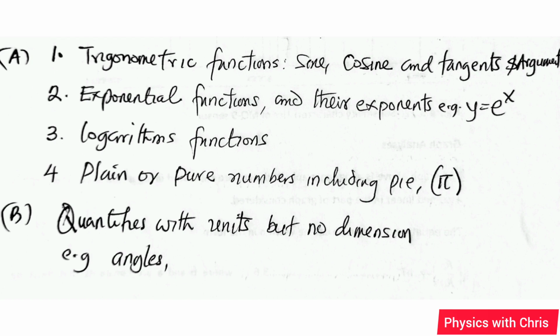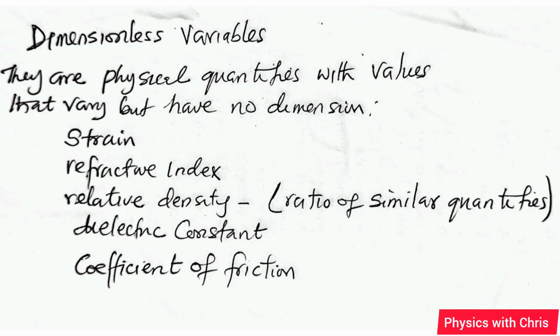Dimensionless quantities have units but no dimension. An example is angles. We can measure angle in degrees, in radians, in gradians. So angles have units, but they have no dimensions. Then we have the dimensionless variables. They are physical quantities with values that may vary, but these ones have no dimensions. They are called dimensionless variables.